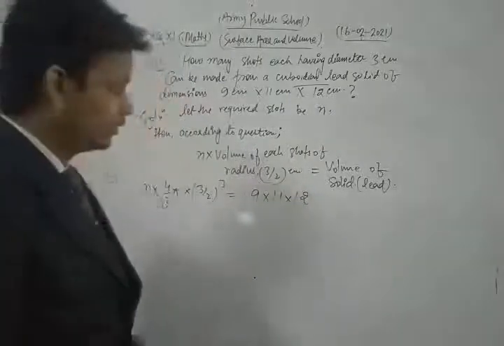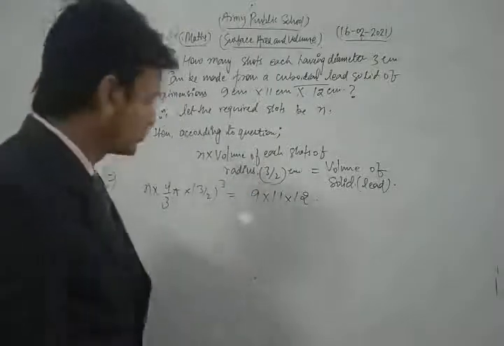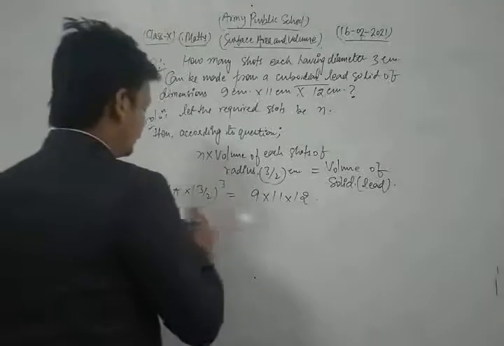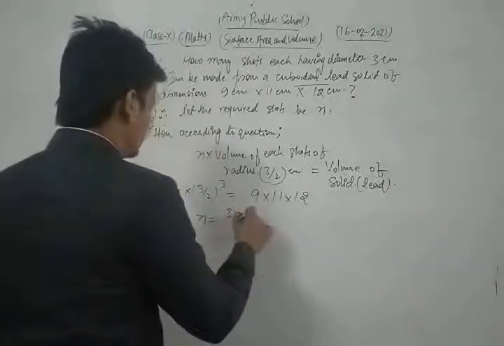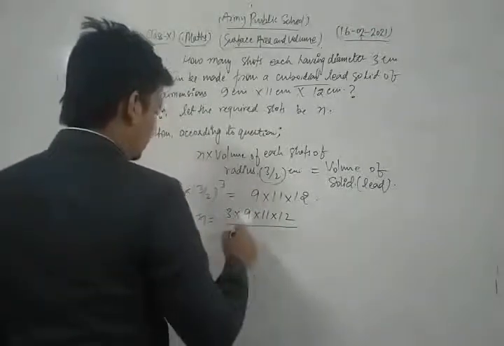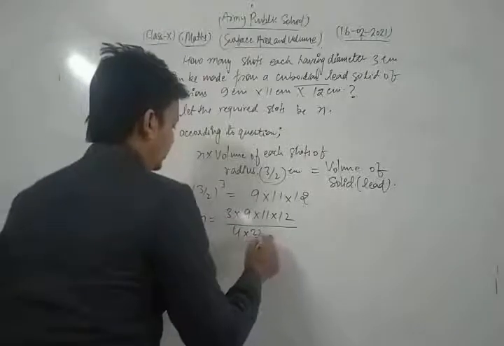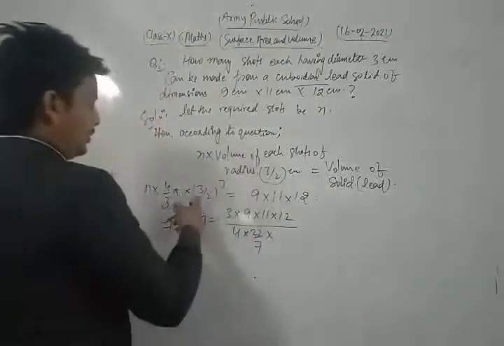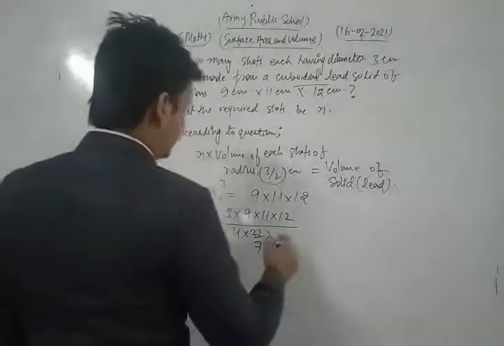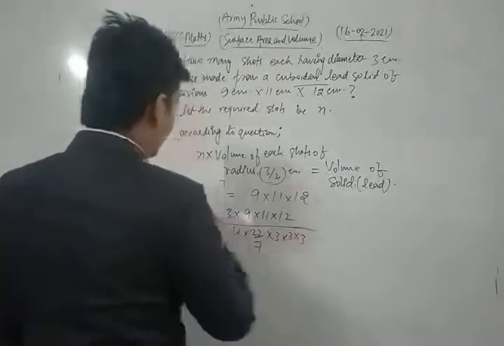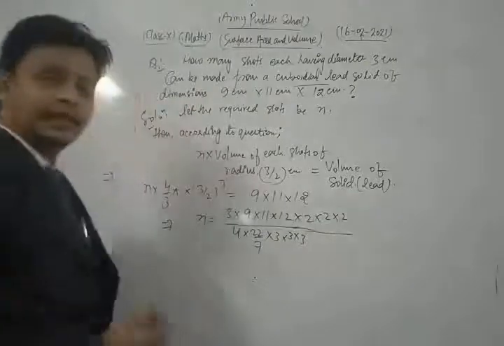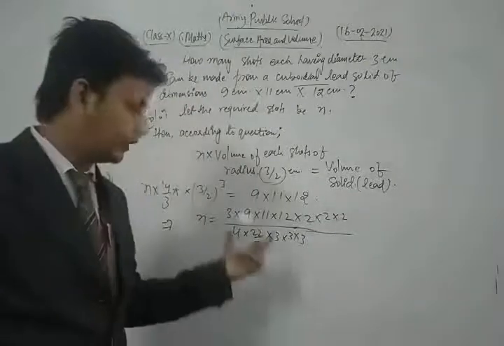Now we simplify. The value of n is 3 into 9 into 11 into 12 divided by 4 into pi, where the value of pi is 22 upon 7, into 3 by 2 whole cube, so 3 into 3 into 3 and 2 into 2 into 2. Now we expand them and rewrite, so we get this result.